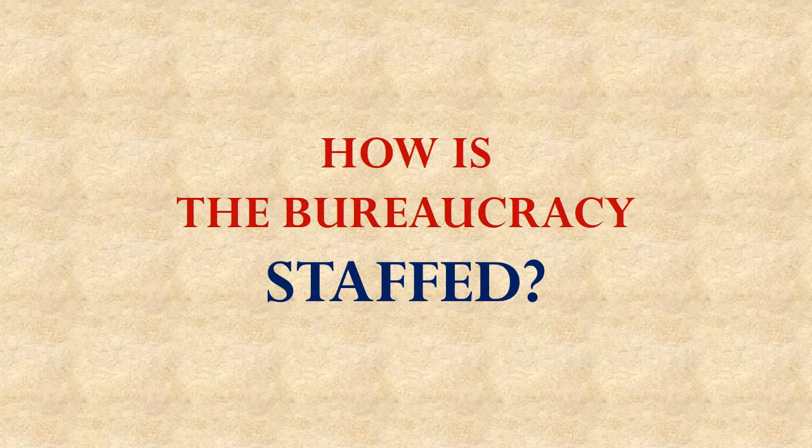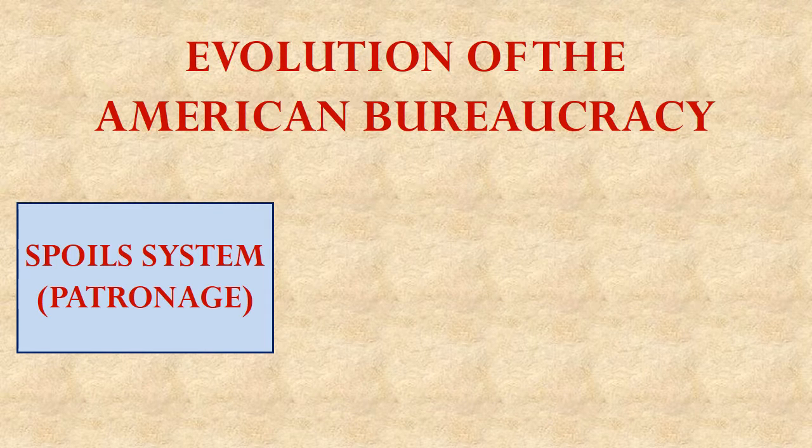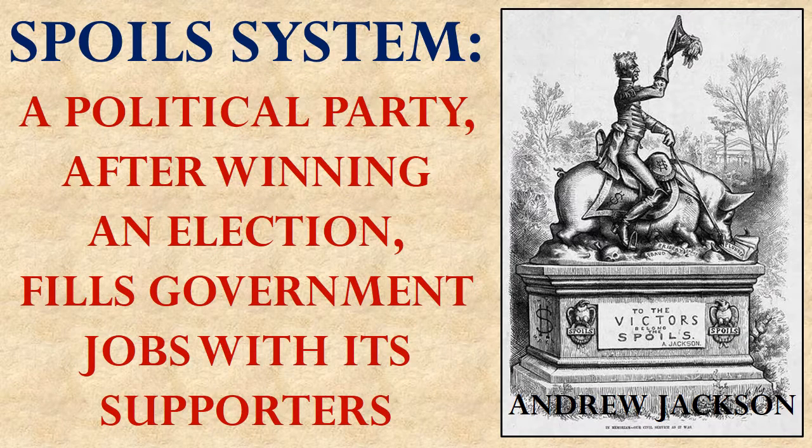So now that we know how the bureaucracy is structured, let's talk about how it's staffed. And the way it's staffed has evolved over our country's history. To begin with, early in the history of the United States of America, the bureaucracy was staffed through what was called the spoils system, or patronage was another name for it. This system was particularly developed by President Andrew Jackson, who was president in the early 1800s.